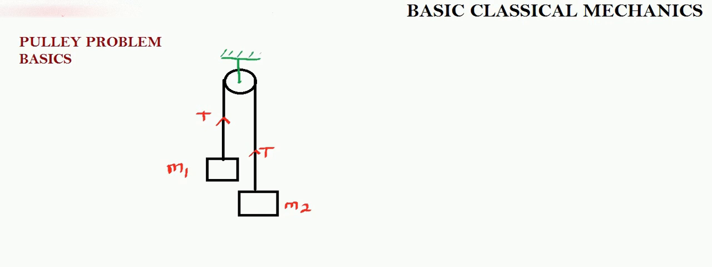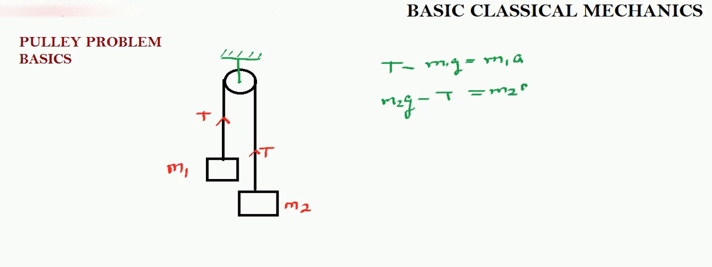So when this pulley was rigidly fixed to a support, what were the equations? You had T minus m1 g creating an acceleration in m1 that was going in the upward direction. We have already discussed this in our last lecture, so I'm not going to say anything about this. And we also know that m2 g minus T equals m2 a.